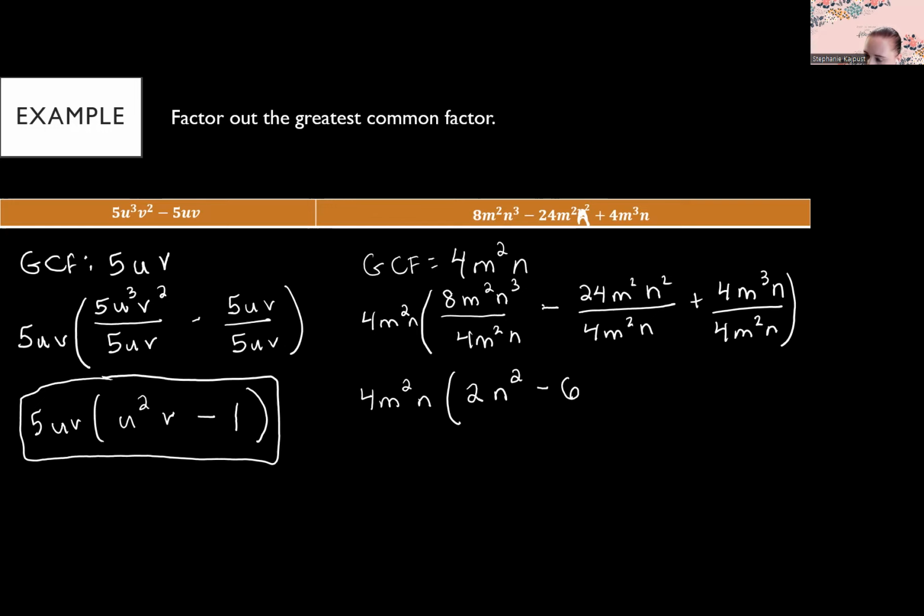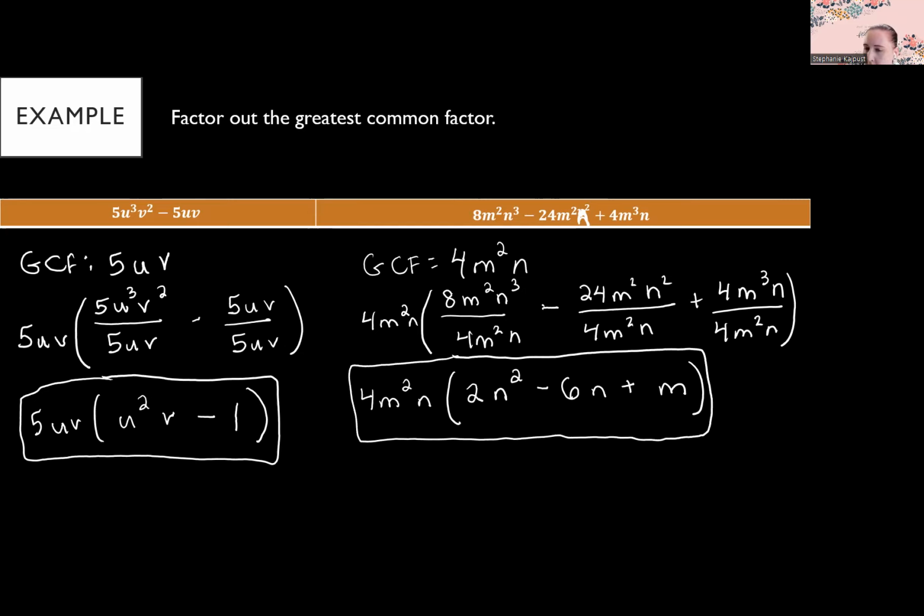M squared over m squared, those cancel. N squared over n becomes a single n. And then 4 divided by 4 is 1. And my variables don't cancel, so I'm not going to write the 1. M cubed over m squared gives me a single m. And then the n's cancel. So that is the answer after you've factored out the greatest common factor. We have 4m squared n, and then in parentheses, 2n squared minus 6n plus m.